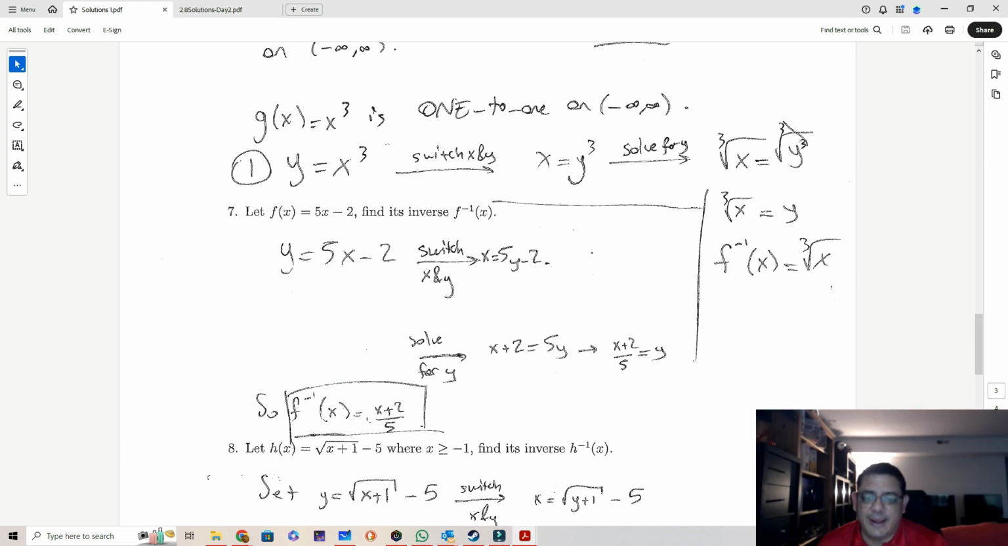Now this type of line, notice that it transforms into another line on the inverse, so it kind of makes sense to what we saw graphically.